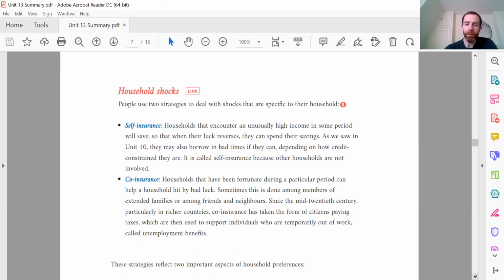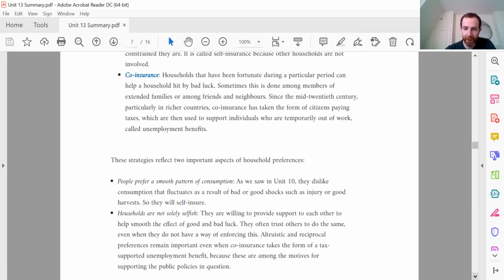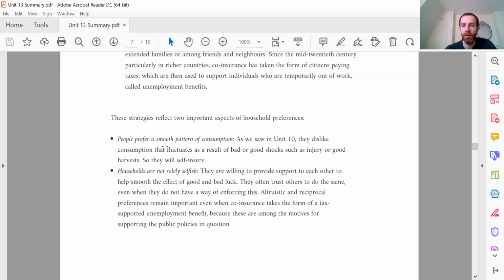So what do these two types of strategies tell us about people? Well, something I've referred to already: people prefer smooth consumption. This is something we see in human behavior and in the data on household consumption. People would much prefer to have a relatively constant level of consumption over their lifetime, rather than being flush and spending loads of cash today and then really poor tomorrow. In general, that's important, people like to have smoother consumption.